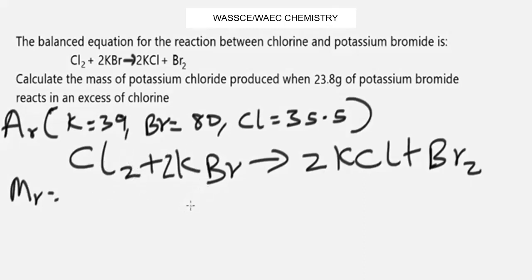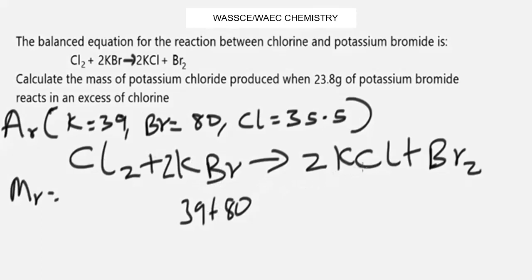So for potassium bromide, we're going to have potassium is 39 plus bromine is 80. Now, we do not consider the mole value for it, 2 moles of potassium bromide. We do not consider the mole value when you are dealing with limiting reactants. Okay, take note of this. For limiting reactants, when you are adding the relative formula masses, you don't consider the mole value.